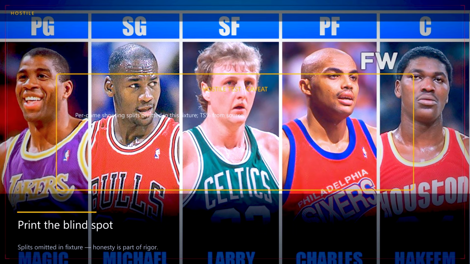Good science prints its blind spots in bold, so fans can't pretend the model sees everything. Let's look at box plus minus. Models like BPM try to infer a player's impact from box score shapes rather than play-by-play. In this row, MJ's BPM reads 12.6, just another absolutely absurd telephone number stat.